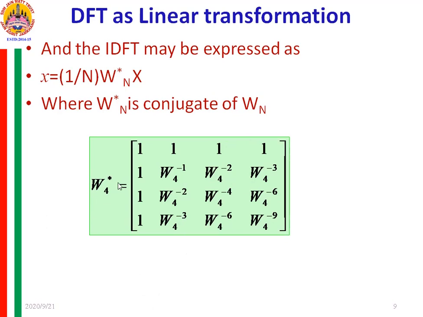And then with this W raised to 4 you have to multiply with x, and after multiplying the row vector with the column vectors you divide it by capital N, that is 4 for this case.